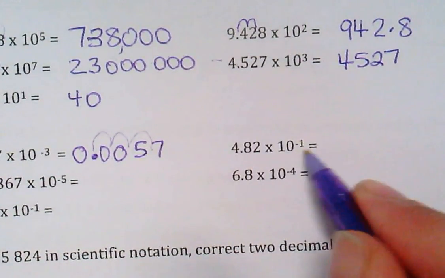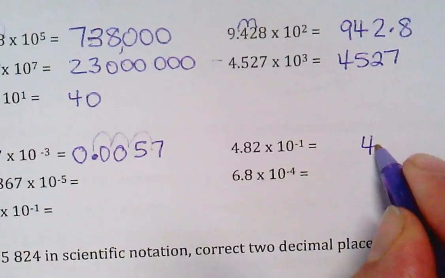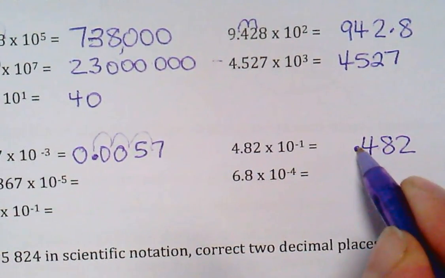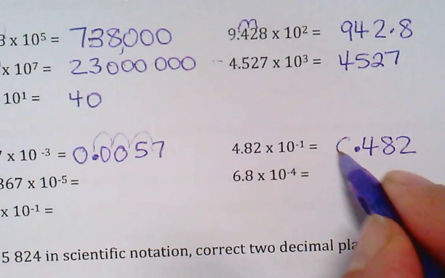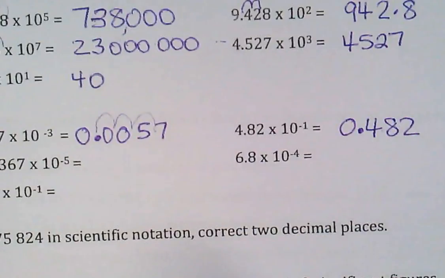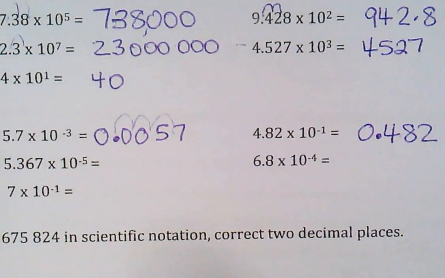How many places do I move the point back here? I'm just going to write the 482. The point's here. It goes back there, 1 place back. Add a 0 at the front so we know that the point's there and it's not just a dirty mark. All right? The next one, how many jumps back?